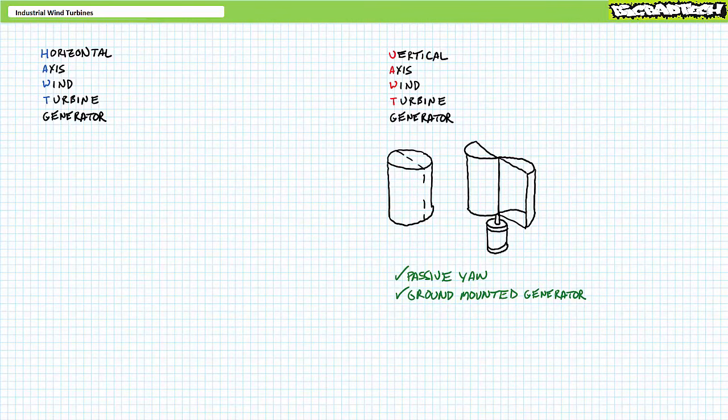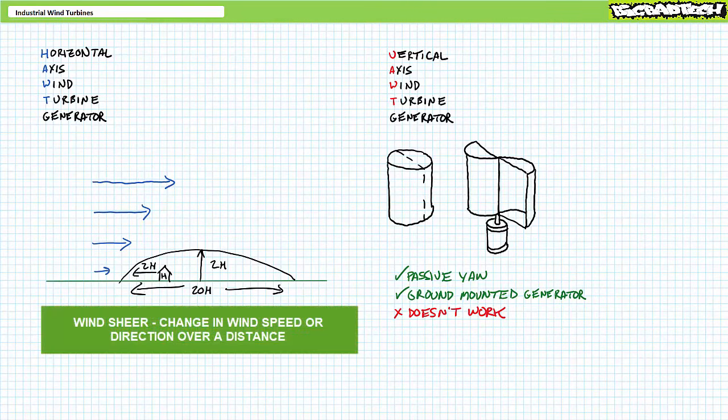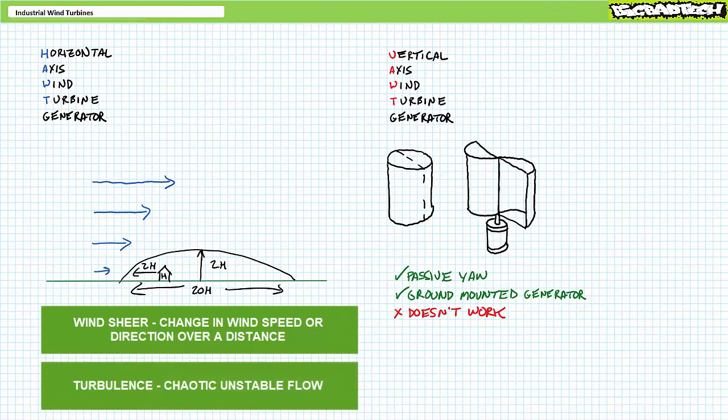As advantageous as these 2 features may be, the principal flaw in the design of a vertical axis wind turbine generator is that it is not windy at ground level, and better wind speeds are achieved well above the surface. At the surface there exists wind shear, which is a change in wind speed and direction over a short distance, and turbulence, which is chaotic, unstable flow.